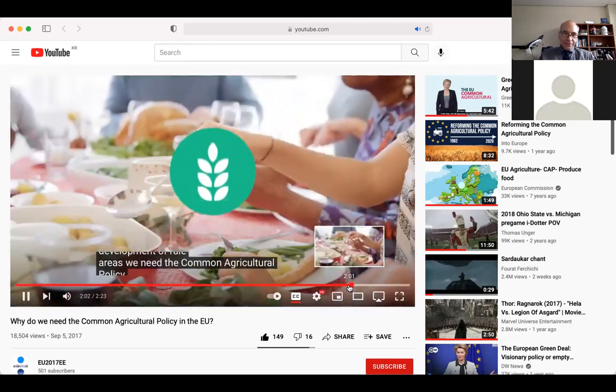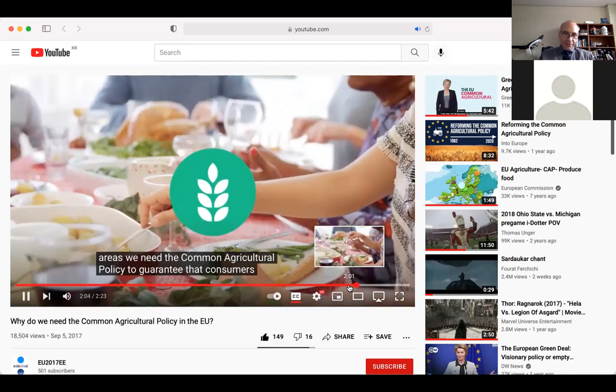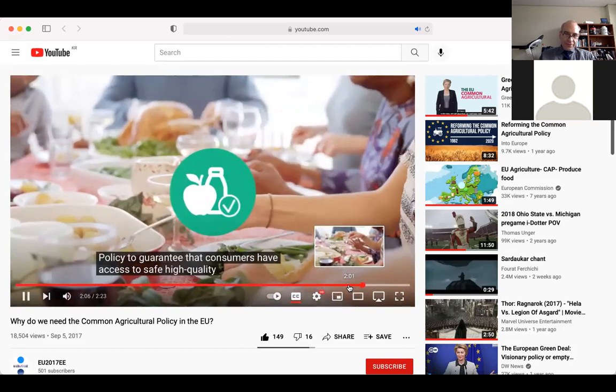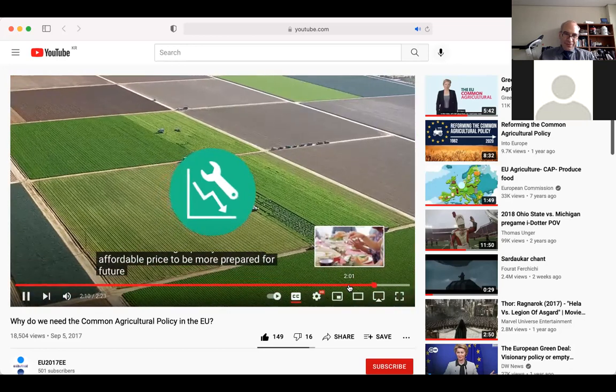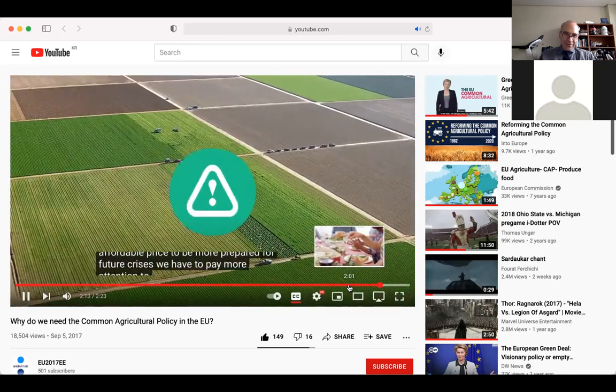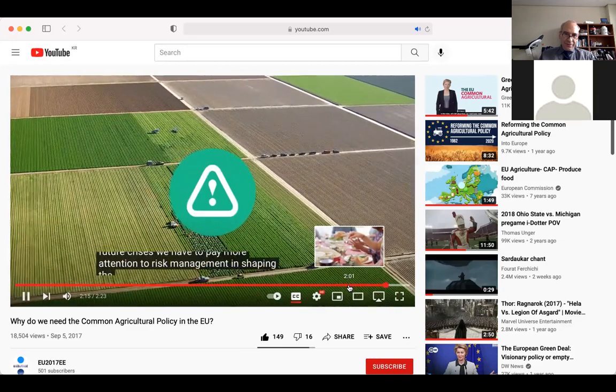We need the Common Agricultural Policy to guarantee that consumers have access to safe, high-quality food at an affordable price. To be more prepared for future crises, we have to pay more attention to risk management in shaping the future of CAP.